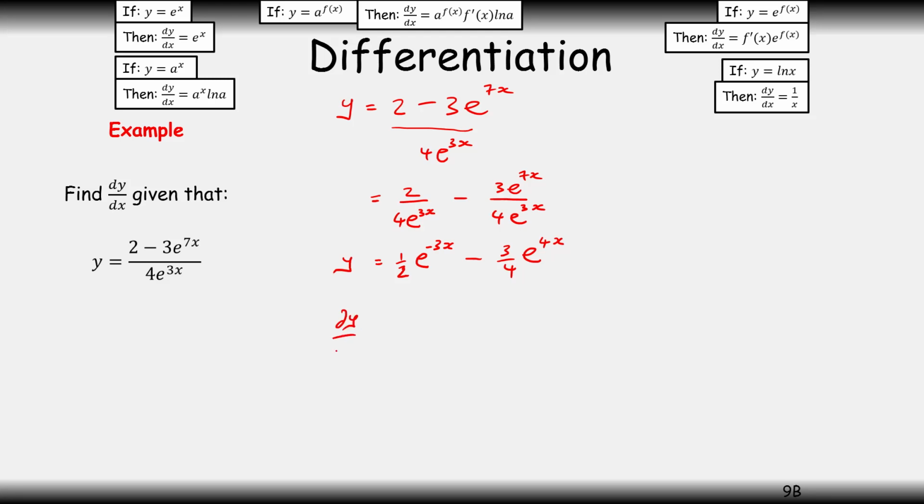Dy over dx is equal to, I've got my constant there, so multiply by minus 3 becomes minus 3 over 2 e to the power of minus 3x, minus, I've got my constant term as 3 over 4 there, so it's got to be 4 times 3 over 4, which just leaves me with 3 e to the power of 4x. Good. Hit pause. Copy the example down, and I've got a couple of questions for you to attempt then.